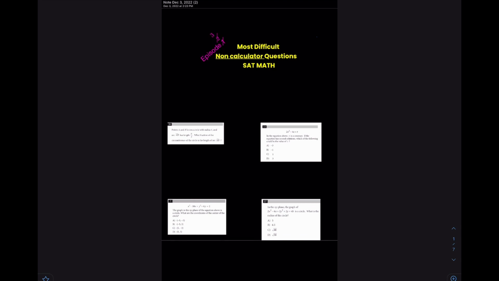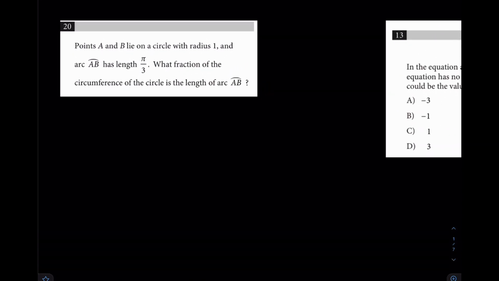Let's get started. This one down here is a number 20 from a non-calc. What does it say? It says that there is a circle with a radius of 1, and it's an arc question, and the length of the arc is pi over 3. So wait a second, if I have a circle, and it says that the radius is 1, okay. It then says there's an arc, I don't know what or how big it is, but the arc's length is pi over 3. What fraction of the whole circumference is that arc?